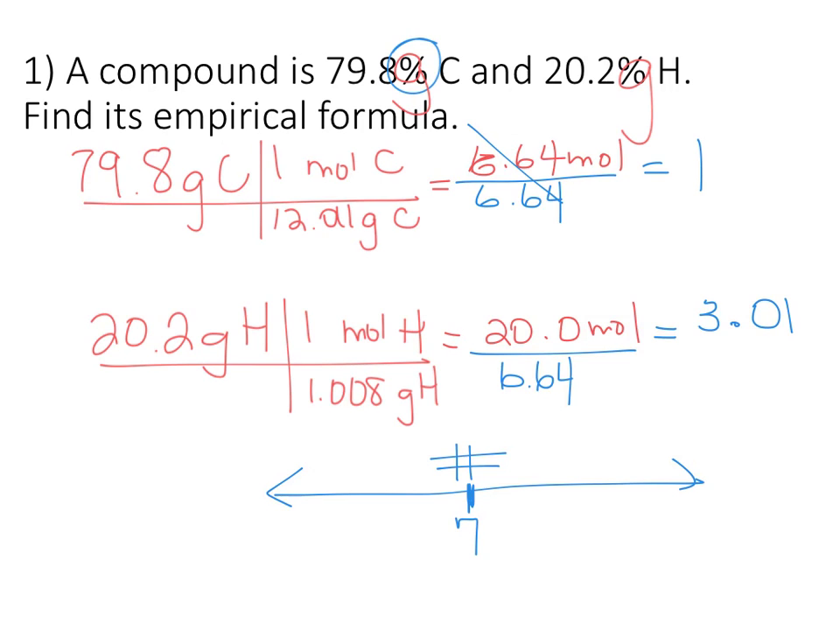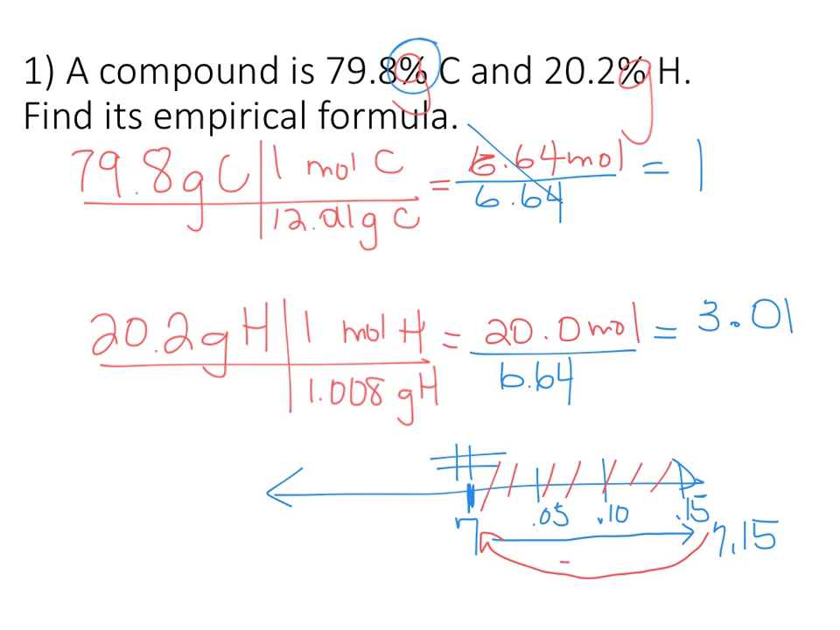So we can go up. This is 0.05. This is 0.10. This is 0.15. We can go up all the way to 7.15. And when we look at that number, we say, is that close enough to 7 to round it to 7? And the answer is yes. So we're going to round anything in this range right here down to the nearest whole number. So 7.15 would round down to 7.